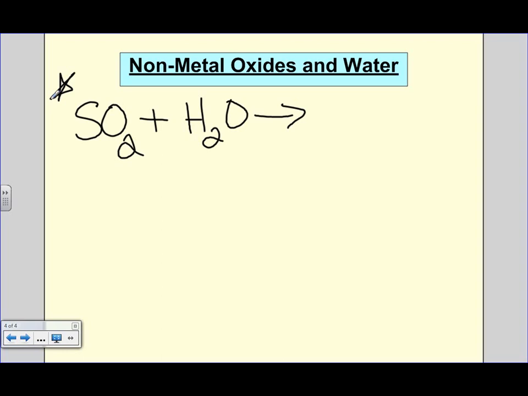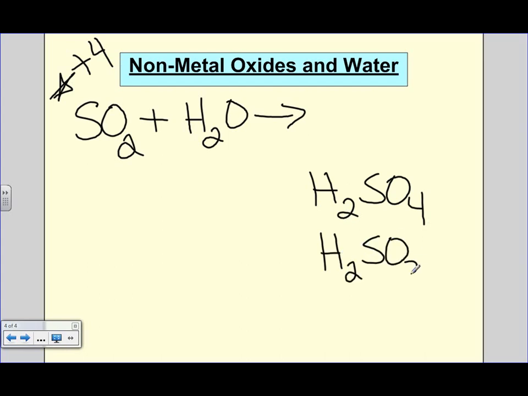Oxygen in a compound will be a -2 oxidation number, so that means the sulfur has a +4. We need to come up with a common acid on the product side containing sulfur and oxygen that would have a +4 oxidation number. Our logical choices are sulfuric acid, H2SO4, and sulfurous acid, H2SO3.